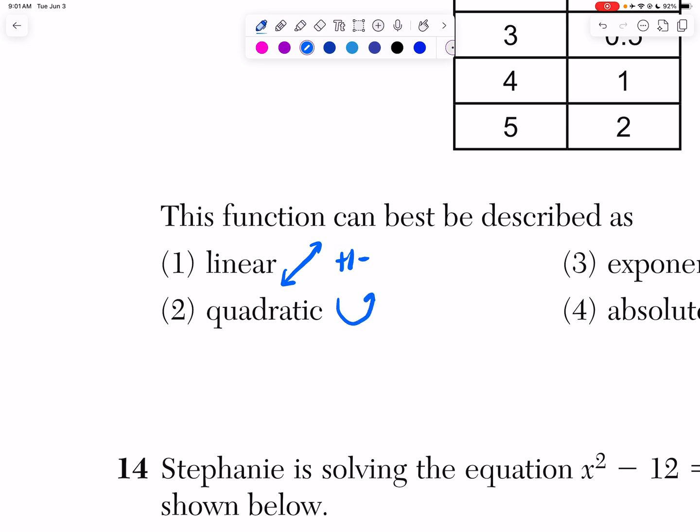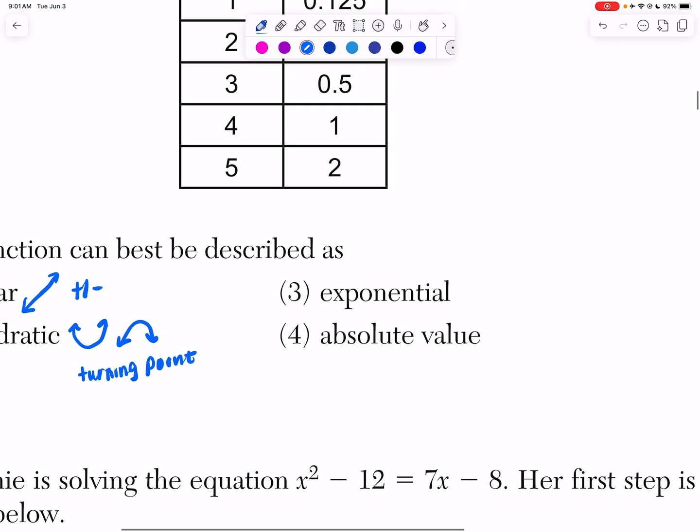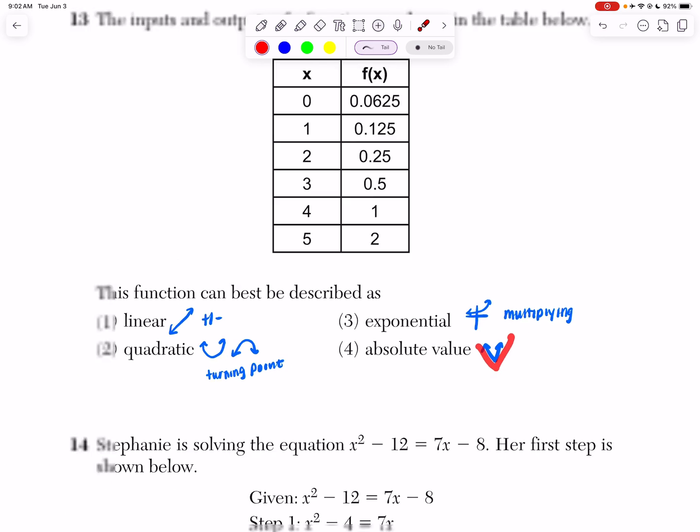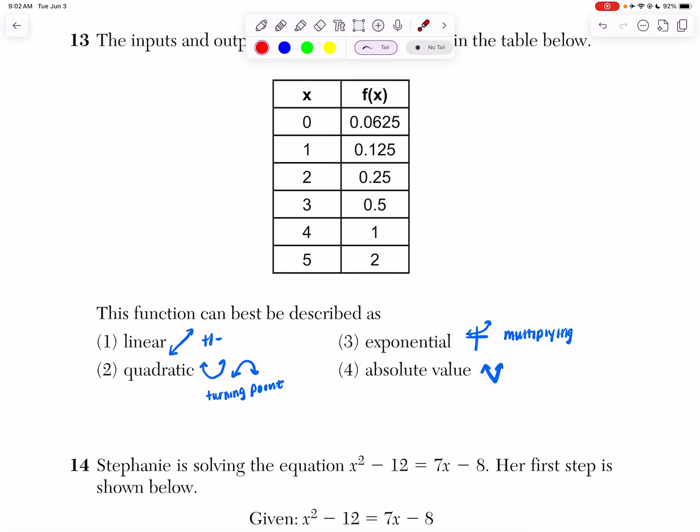Quadratics look like this, like parabolas. So basically, there's going to be a turning point. So you're going to see a turning point in your table. Exponentials look like this. So we're going to be multiplying by the same value each time. And then absolute values are V-shaped. So they're basically going to have a nice little linear pattern going down and then coming back up.